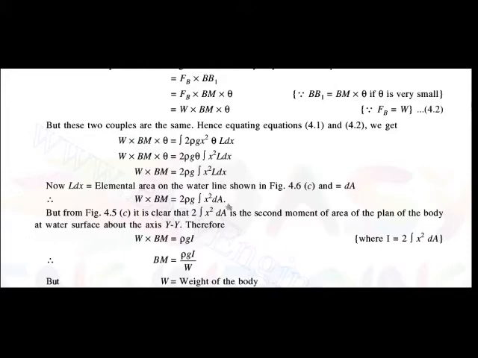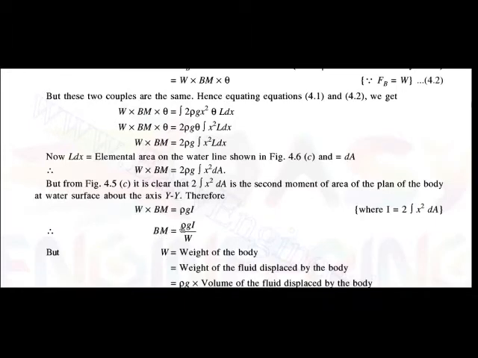So integration of x square dA. From the figure it is clear that 2 times integration of x square dA is the second moment of the area of the plane of the body at the water surface about the axis yy, which is equal to I. So this can also be written as W into BM is equal to rho g I. Then BM is equal to rho g I upon W.